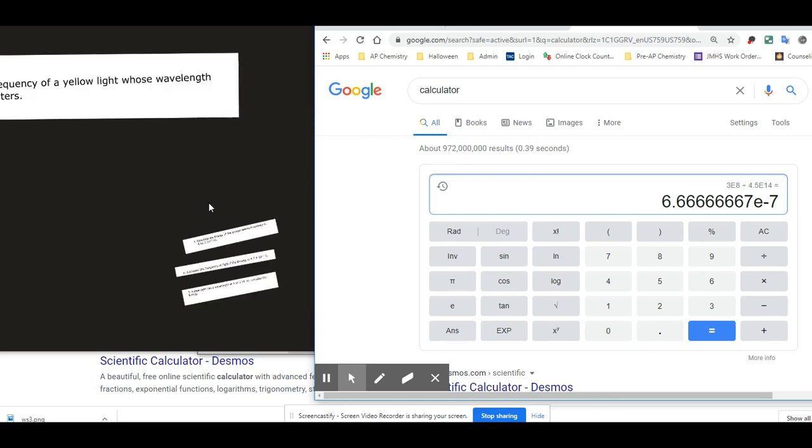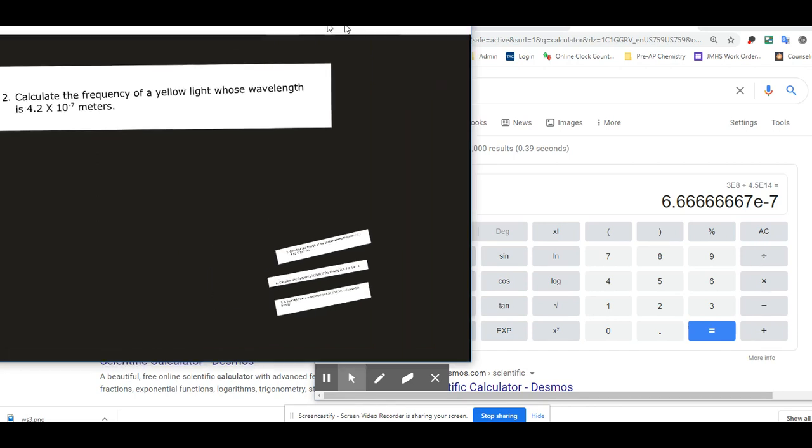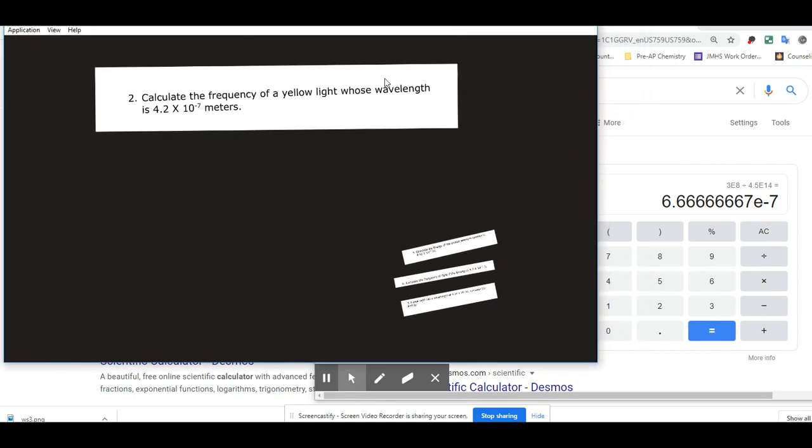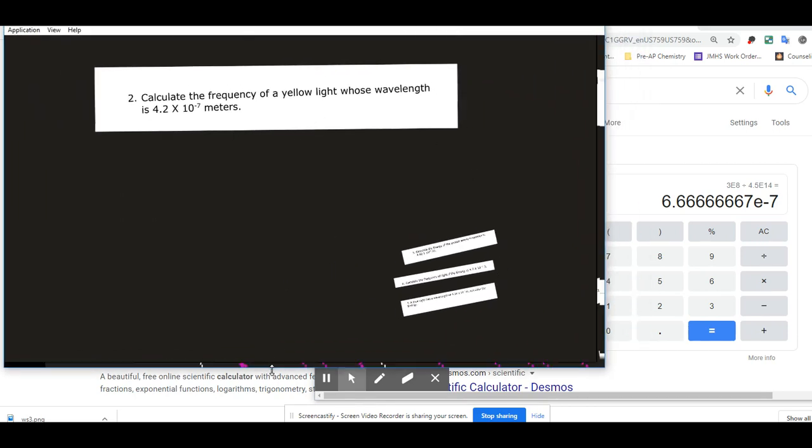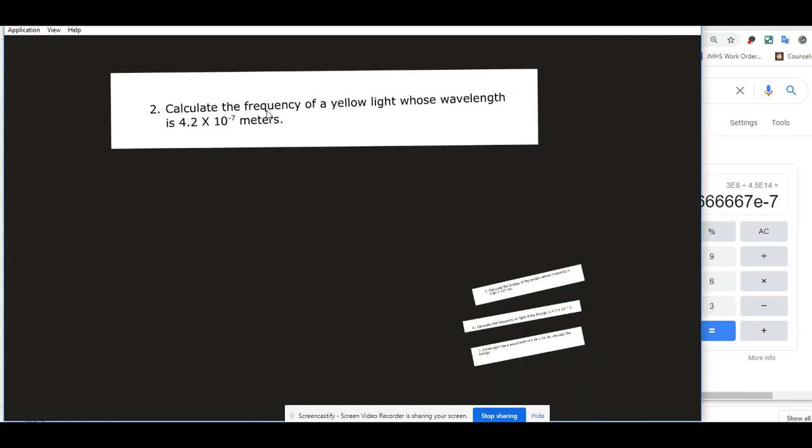So the next problem we have is calculate the frequency of a yellow light whose wavelength is 4.2 times 10 to the negative 7 meters. So looking again, we have calculate the frequency, so that's going to be what we're solving for. So we put F is equal to question mark. We have a wavelength of 4.2 times 10 to the negative 7 meters.